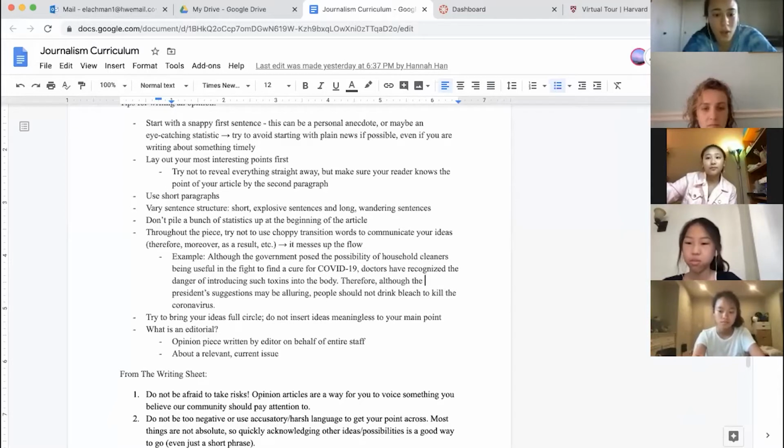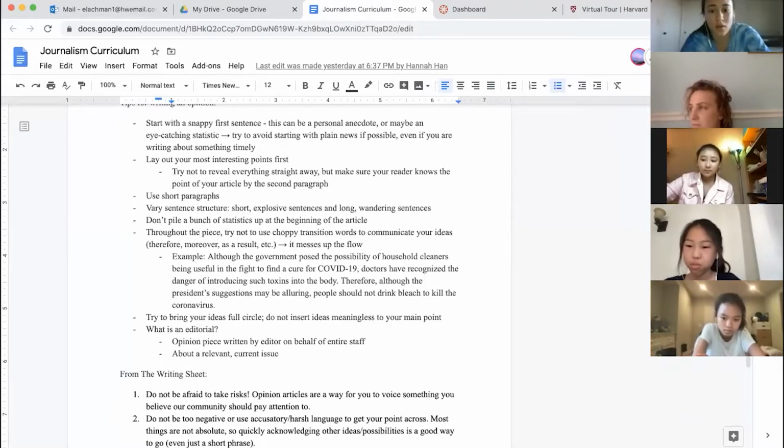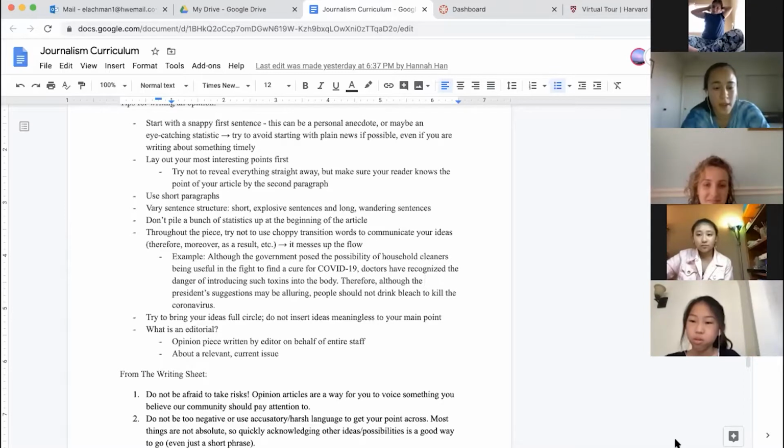So an example of what not to do is say, although the government posed the possibility of household cleaners being useful in the fight to find a cure for COVID-19, doctors have recognized the danger of introducing such toxins into the body. Therefore, although the president's suggestions may be alluring, people should not drink bleach to kill the coronavirus. So if your opinion is don't drink bleach to kill the coronavirus, get that across in some way that is not using all of these choppy transitions.